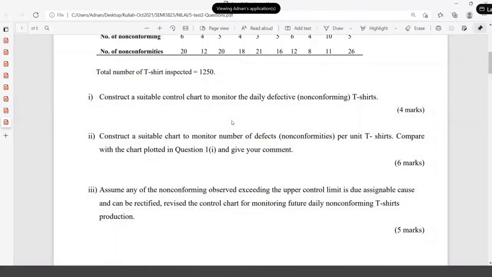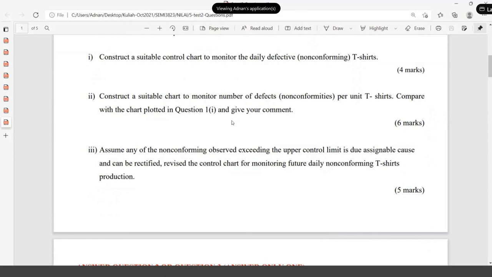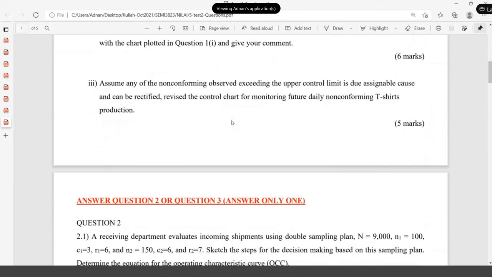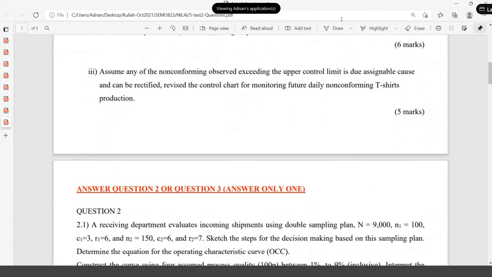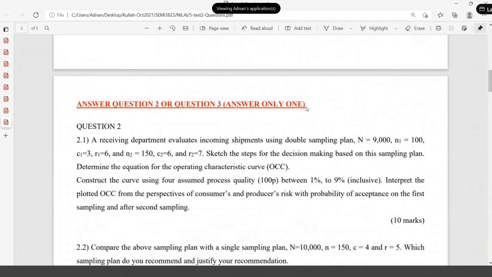Okay, next question. Assume that any of the non-conformities observed exceed the upper control limit due to an assignable cause and can be rectified. Revise the control chart. Ni saya dah terang tadi lah. Dia minta revise. Buang tadi lah. Dia terang tadi. Alright, question number 2.